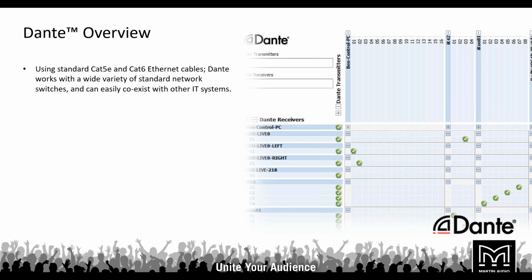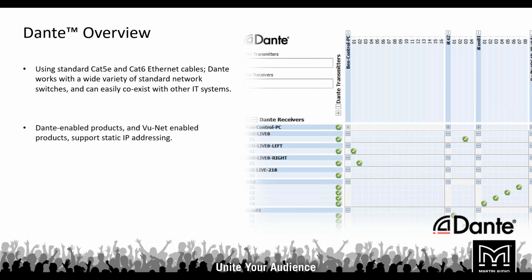It also uses standard Cat5e, Cat6, Cat7, or indeed fiber cable, and will work with a wide variety of standard network switches, and it can easily coexist with other IT systems. Audinate do actually publish a blacklist of switches as well as some recommended ones on their website if you're unsure what route to take when you're setting up Dante networks.